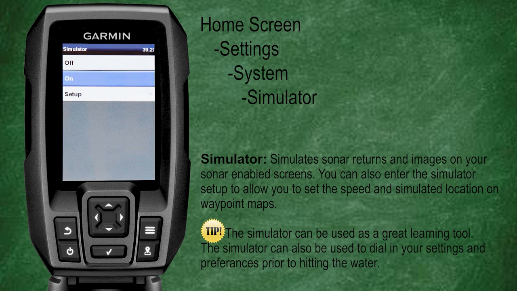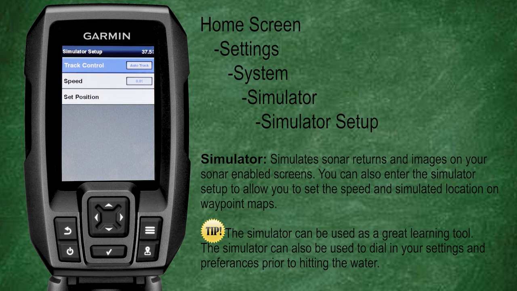The simulation mode also gives options through the setup feature to determine pertinent information like vessel speed for use in GPS simulations, such as setting tracks and waypoints, which we'll be covering in a later class. I'll also be covering more in-depth on the simulator mode in later classes. Now we're going to move along to adjustable vessel settings.